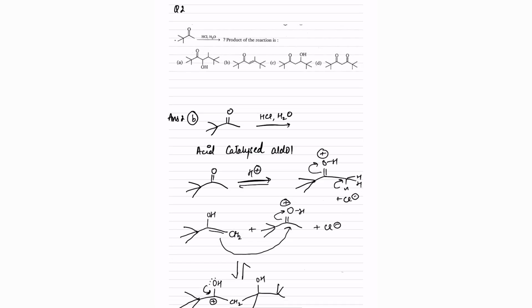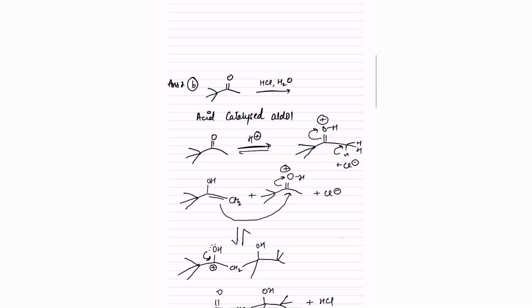In question number 2, we have been given a ketone and the medium given is HCl with water. That means they are expecting us to do the acid catalyzed aldol. Now acid catalyzed aldol, I will explain the mechanism using this example itself. Many people may not know the acid catalyzed aldol because in NCERT it is not given. But it is as important as the base catalyzed aldol. So let's begin with it.